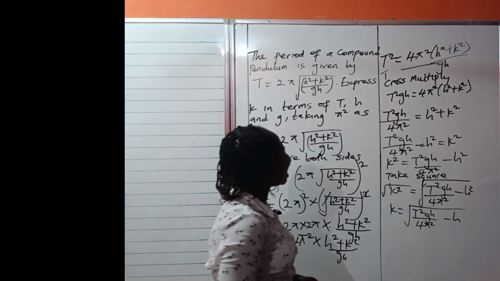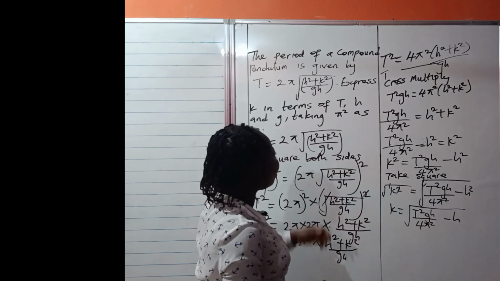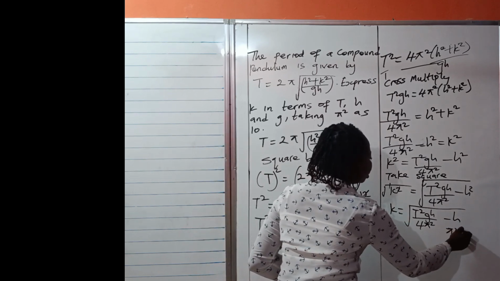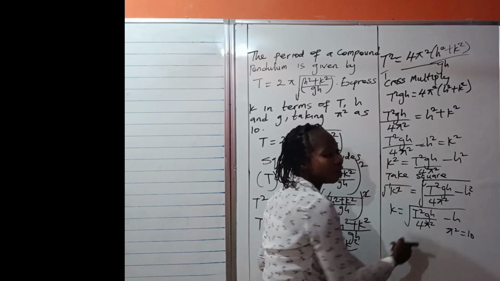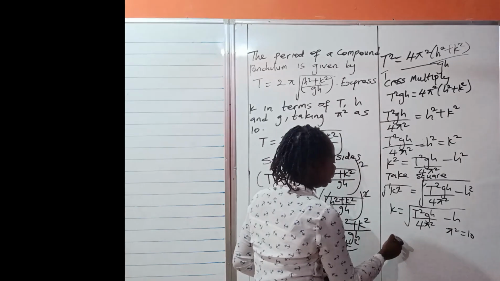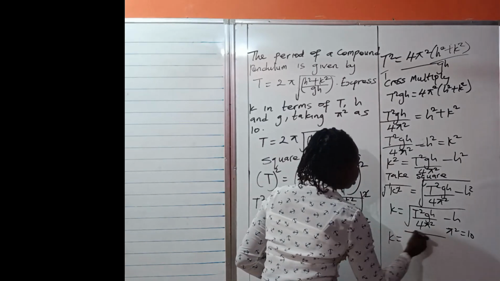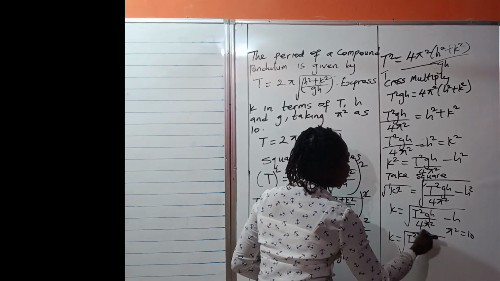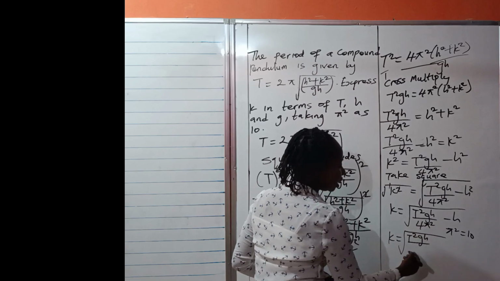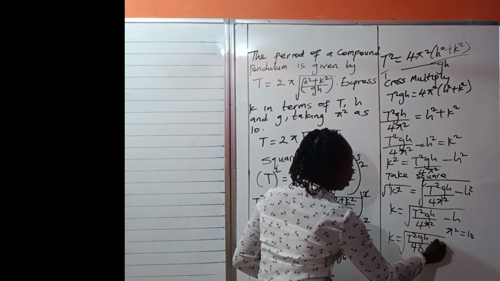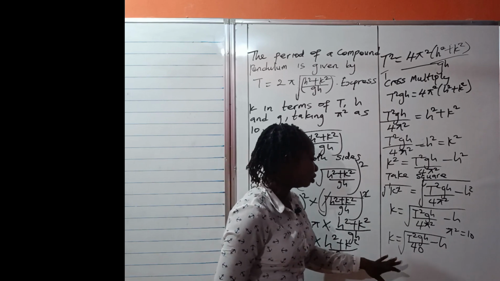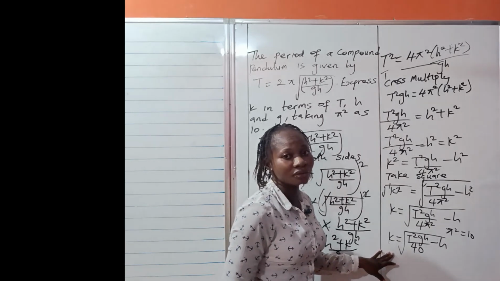But we are asked to evaluate when pi squared equals 10. So when pi squared equals 10, then we simplify that. So k equals the square root of T squared gh over 4 times 10, that will give us 40, minus h squared. And that gives us the subject of the formula, making k the subject of the formula.